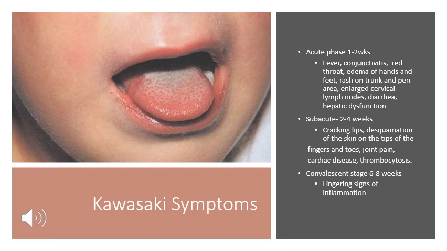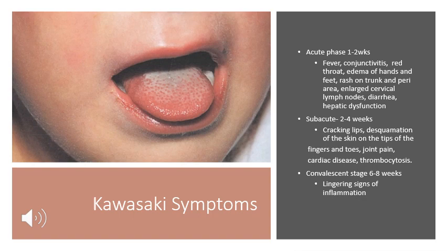The acute phase lasts 1 to 2 weeks and is characterized by irritability, a high fever that persists more than 5 days, conjunctivitis, red throat, swollen hands and feet, rash on the trunk and peri area, enlarged cervical lymph nodes, diarrhea, hepatic dysfunction, and a strawberry tongue. The strawberry tongue is pretty common with this disease. The tongue is red and swollen, and the taste buds stretch out to look like seeds.